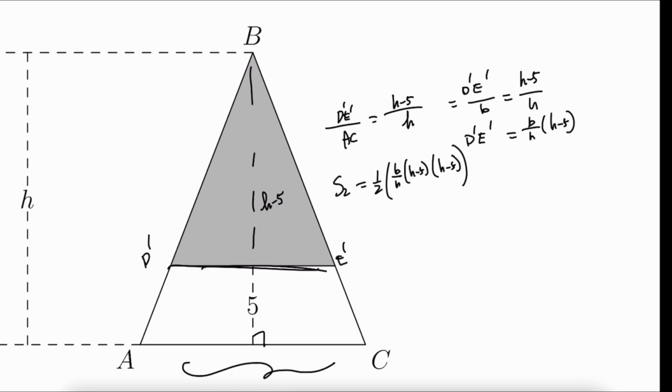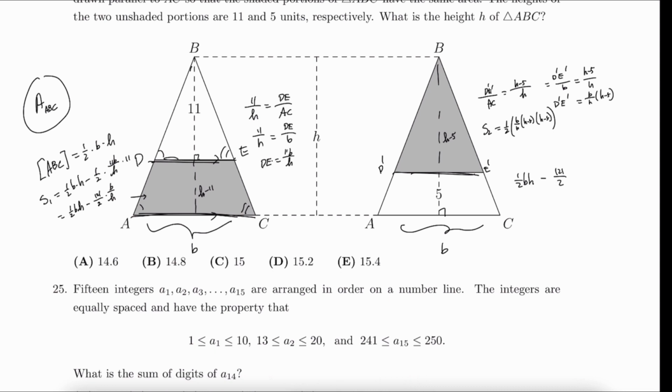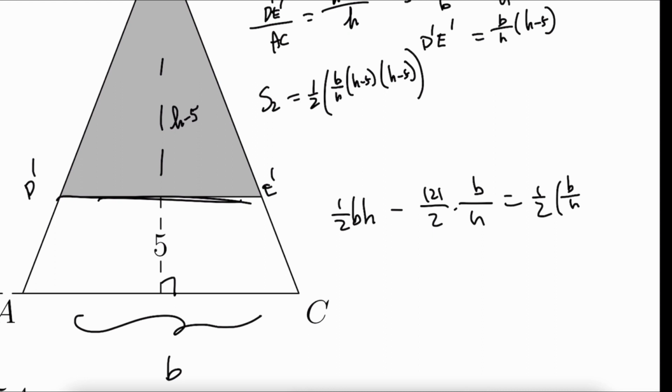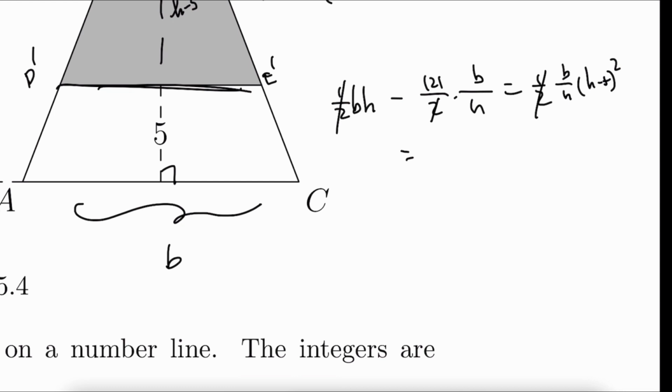Alright, 1 half BH minus 121 over 2, B over H is equal to 1 half B over H times H minus 5 squared. Cancel out the 1 half, and we can also cancel out this B divided by H. Remember, you have to put a square here, so be careful with the algebra.